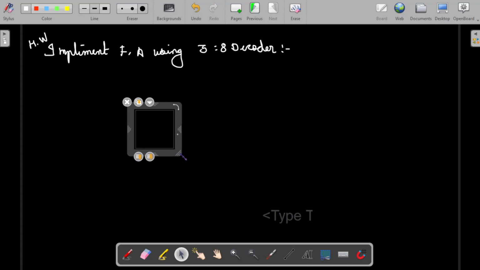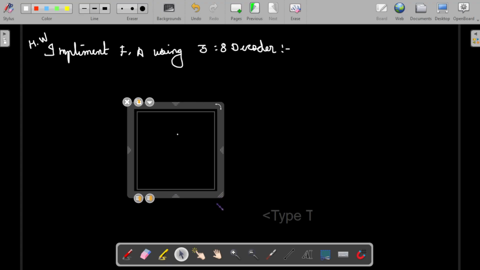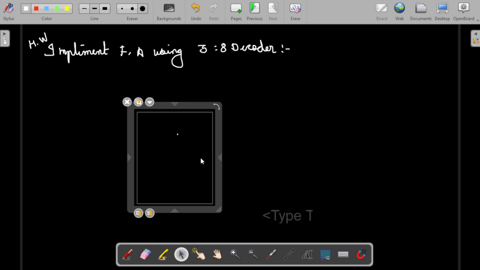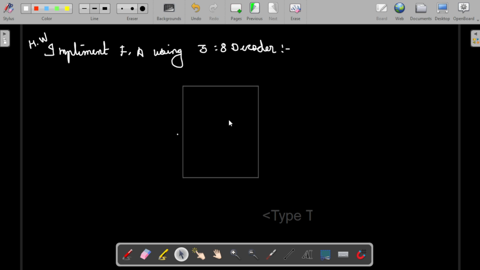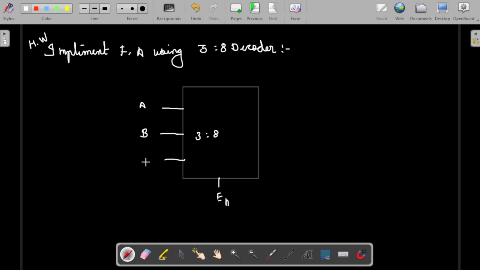Take the case that this is the decoder that we have. This is the enable input. This is a 3:8 decoder that we have, so three inputs that we are having, that is A, B, C. Okay, so we are going to implement a full adder, right?